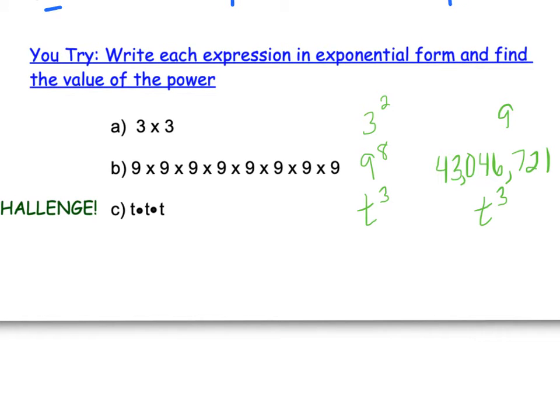Alright, and here's what your answers should look like. Written in exponential form or as a power, it's 3 squared. When you evaluate, you get 9. 9 to the 8th power, I think, evaluates to that if I did it right on my calculator.